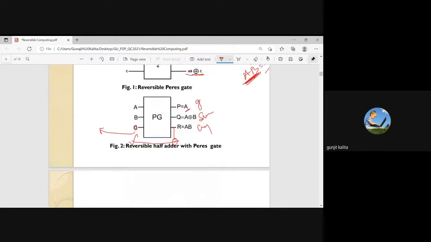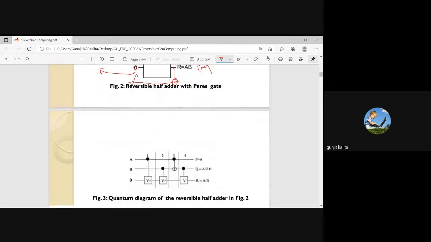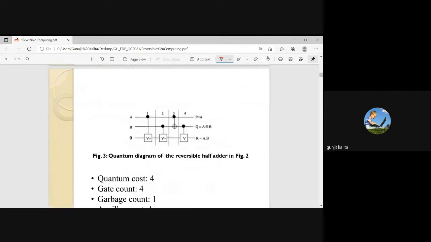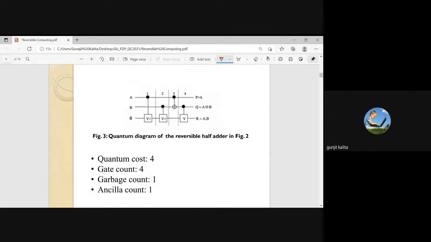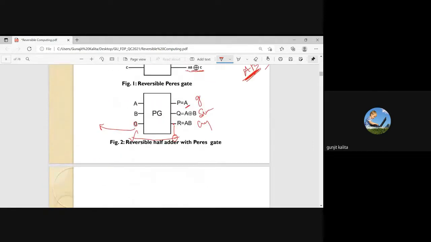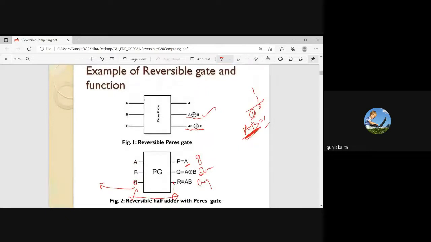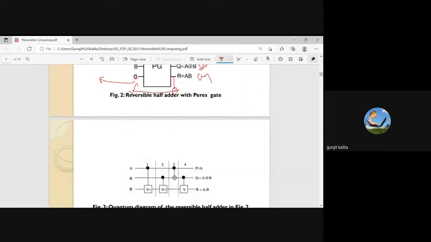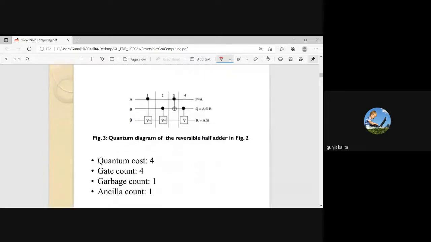Now, for this particular gate, we need to go for the performance parameters. For this, we require that table, and we have some rules from the MCD library on how to convert this circuit to a quantum circuit. These rules we need to follow. Once we follow them, basically we are using a controlled V gate, that is V plus and V gate, and one CNOT gate. This is known as the CNOT gate.